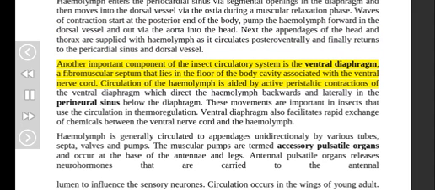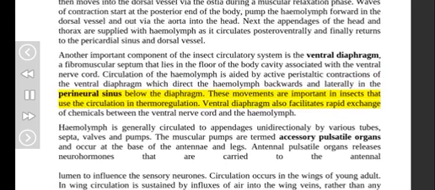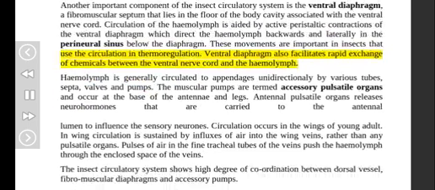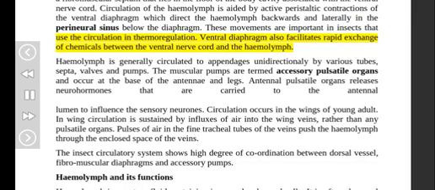Another important component of the insect circulatory system is the ventral diaphragm, a fibromuscular septum that lies in the floor of the body cavity associated with the ventral nerve cord. Circulation of the hemolymph is aided by active peristaltic contractions of the ventral diaphragm, which direct the hemolymph backwards and laterally in the perineural sinus below the diaphragm. These movements are important in insects that use the circulation in thermoregulation. Ventral diaphragm also facilitates rapid exchange of chemicals between the ventral nerve cord and the hemolymph.